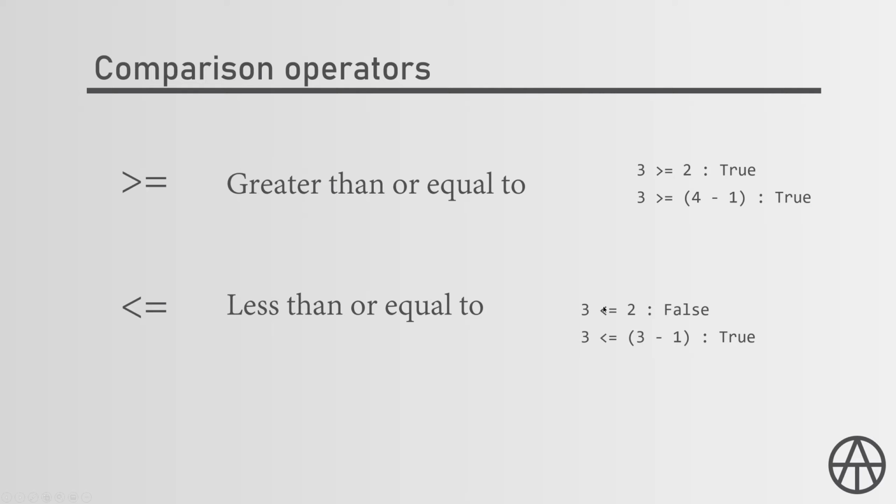So 3 smaller than or equal to 2 is false, because 2 is neither equal to 3 nor greater than 3. So what these operators really do is that for a greater than or equal to b, it's going to say true if a is greater than b or a is equal to b. And for the less than or equal, it's pretty much the same thing, just with less than right in there.